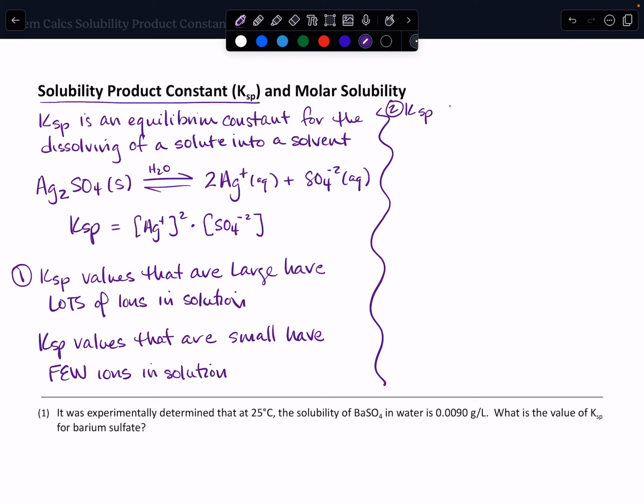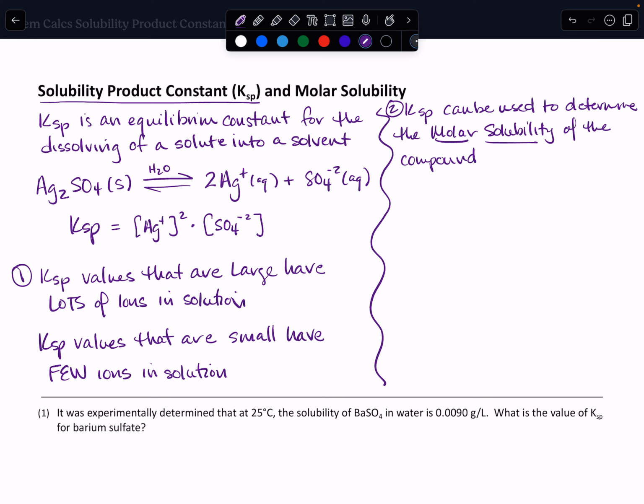We can use that value to determine the molar solubility of the compound. What that really means is we can determine the concentration of ions in solution. So we just set up our ICE chart and we would use our Ksp expression and the Ksp value, and we would solve for x. And that x value would in turn be the molar solubility of a particular ion within solution.